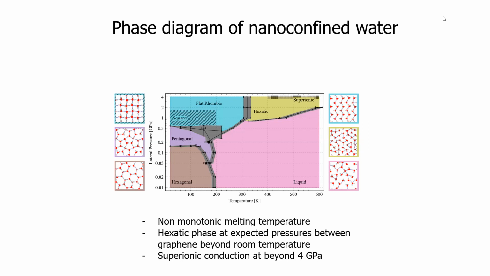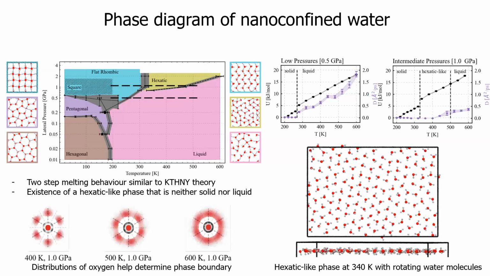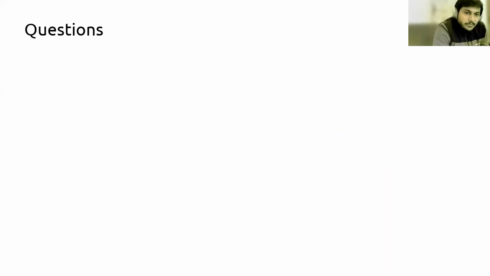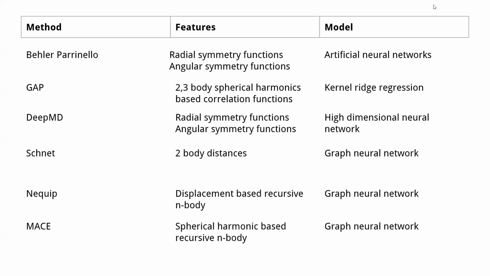Could you go to the slide where you show the different types of approaches, like the Behler-Parrinello, the GAP? Yes, this one? So I recently heard someone talking about Allegro, which is basically building on NequIP, right?